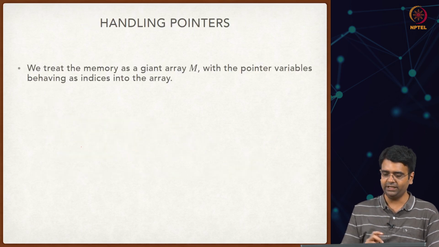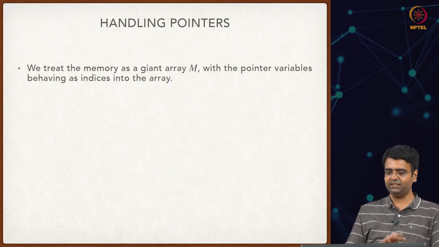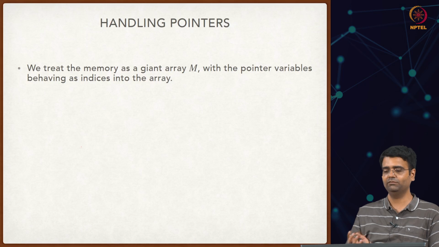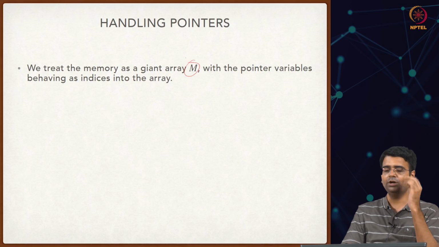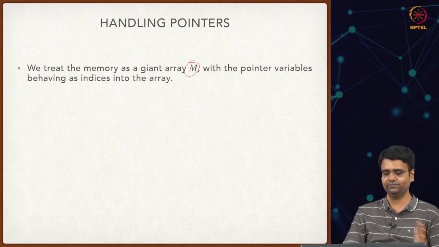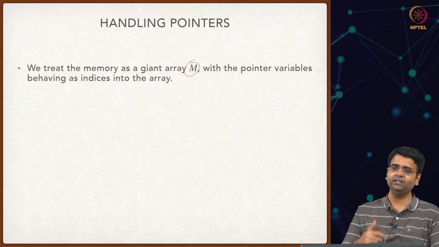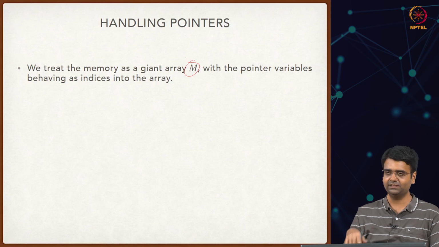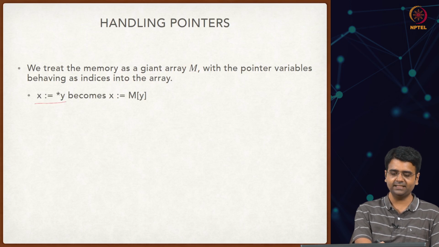And the way we are going to do it is we are going to use the theory of arrays for this purpose. So we are going to treat the memory as a giant array M. So let's say that I have this memory array M, and we are going to use the pointer variables as indices into the array. So in fact, this is what the semantics of pointers are. So pointers are actually memory locations. So they point to memory locations. And we are going to make this explicit by having a memory array and using pointer variables as indices into the array.